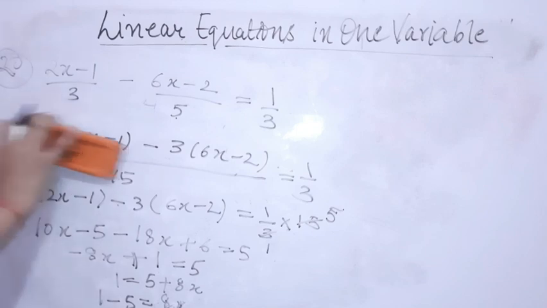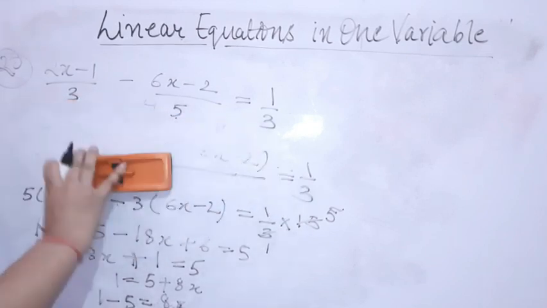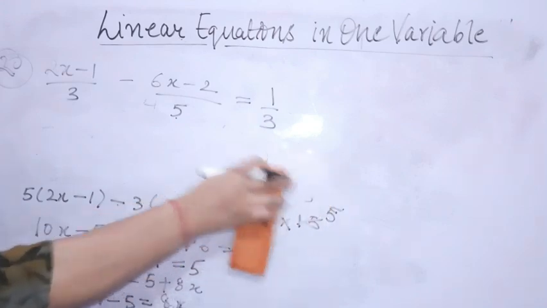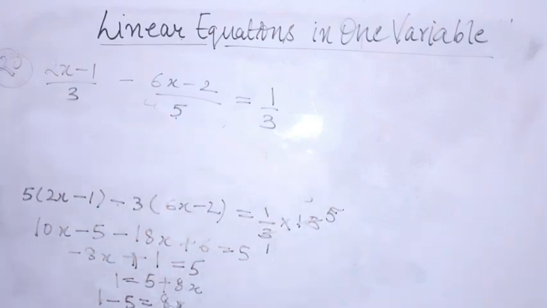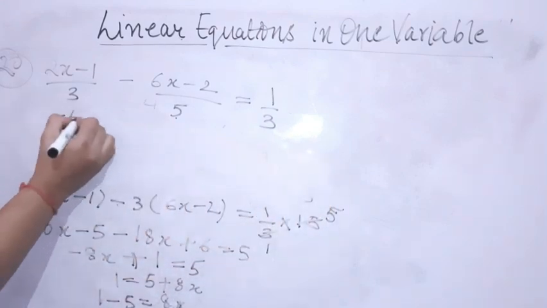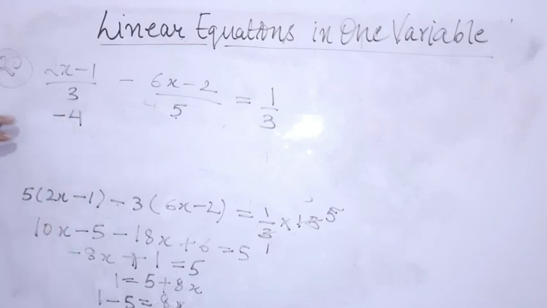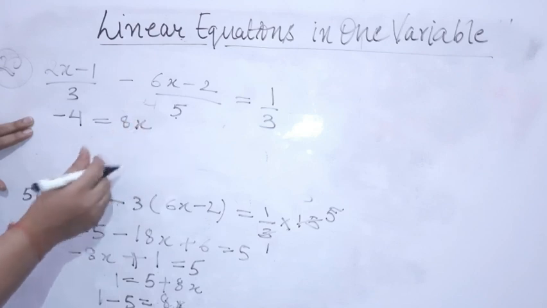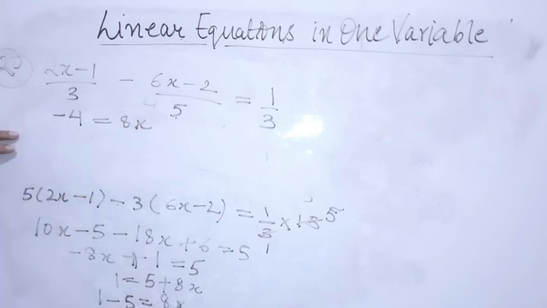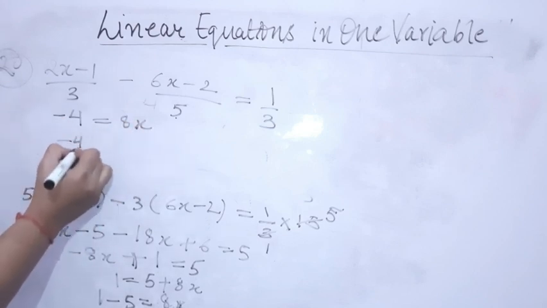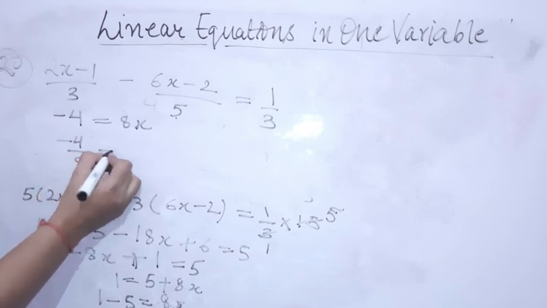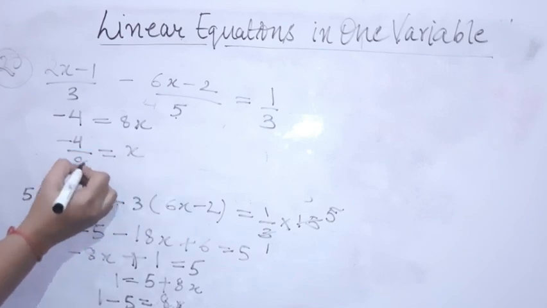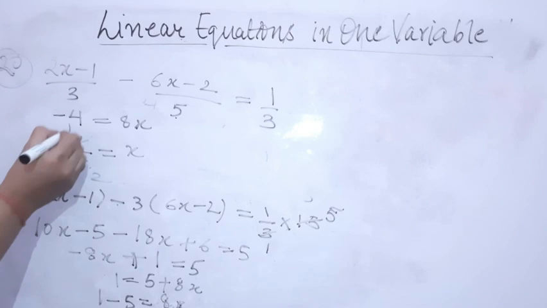Now I am writing the last step of this question here so that it will be visible to all the students. So now 1 minus 5, plus minus minus sign of the greatest number, so it will be minus 4 is equal to 8x. And now this 8 is in multiplication with x. Once it goes to the left hand side, it will be in divide. So 4 twos are 8, 4 ones are 1.